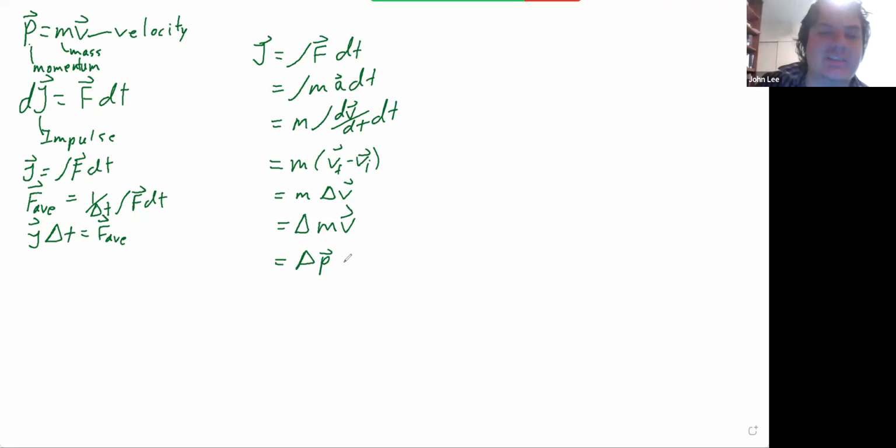So from this, we are able to relate momentum to our forces and to our impulses. So this is called the impulse-momentum theorem.